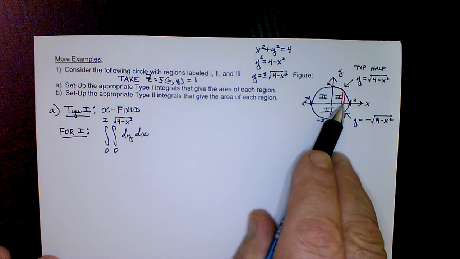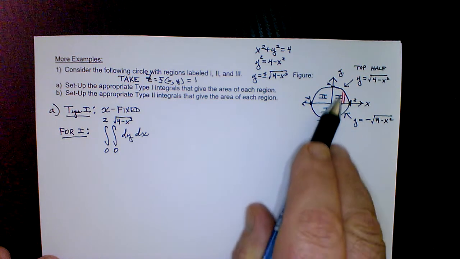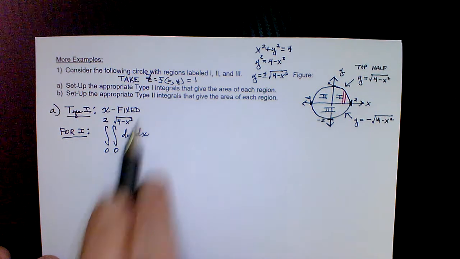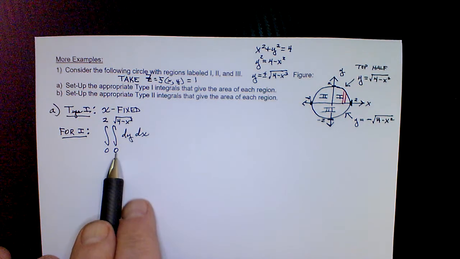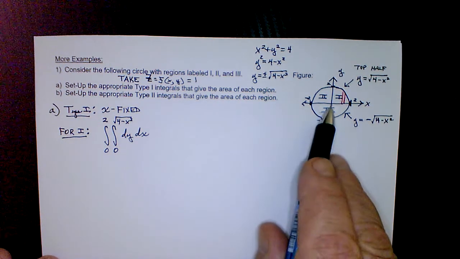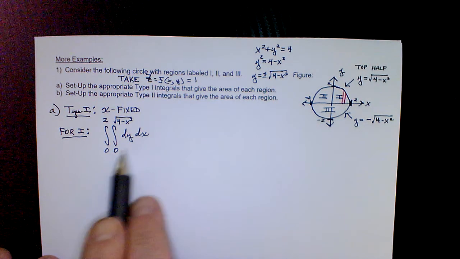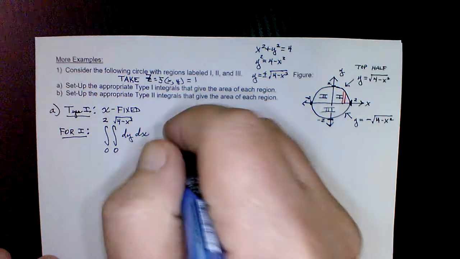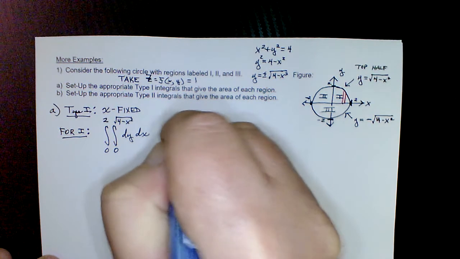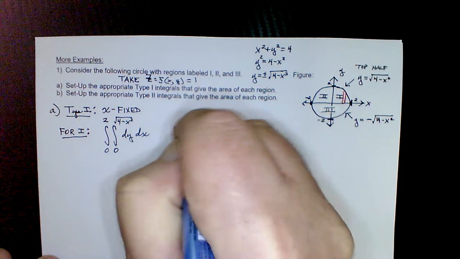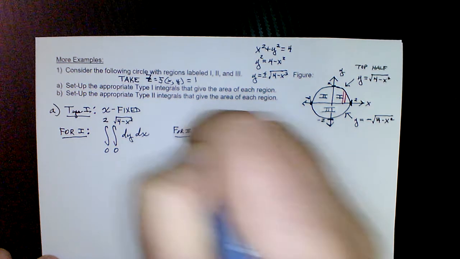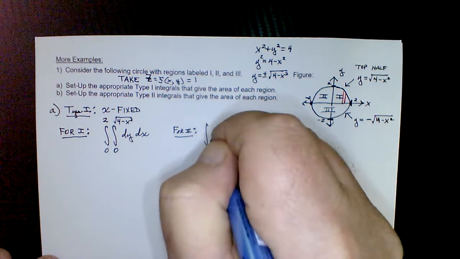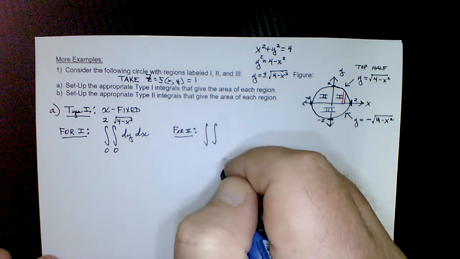And just to recap, Roman numeral 1, vertical strips, because we're fixing x. We're going in the x from 0 to 2 because that's region 1, and 0 to the function, and the function is positive square root of 4 minus x squared.